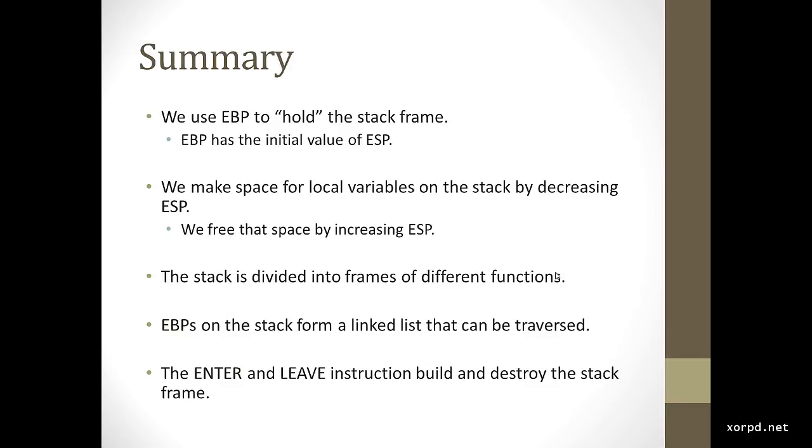Summary of this lesson. We have seen that we can use EBP to hold the stack frame. EBP contains the initial value of ESP, and then we don't care if ESP changes. We just rely on EBP to refer to all the arguments and the local data. We make space for local variables on the stack by simply decreasing ESP. At the end of the function, we free that space by increasing ESP by exactly the same number.